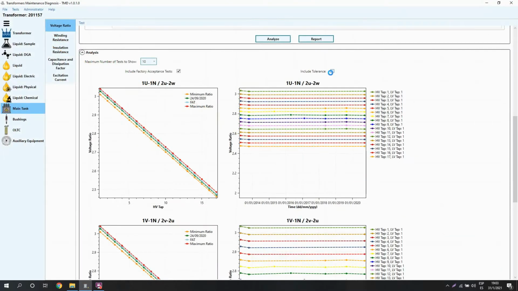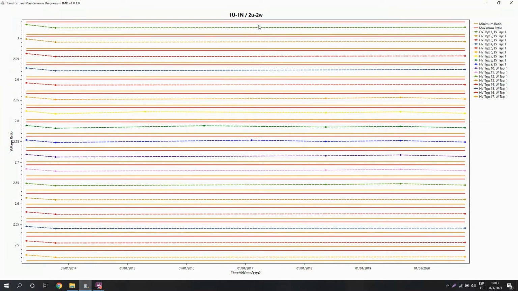The voltage ratio of each tap is also plotted as a function of time for each of the phases, being able to add tolerance.